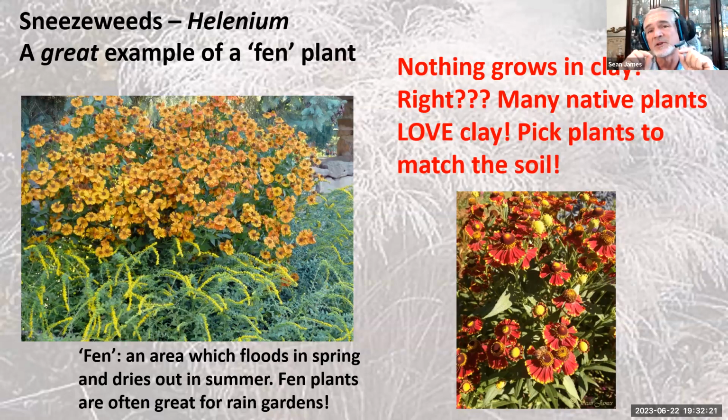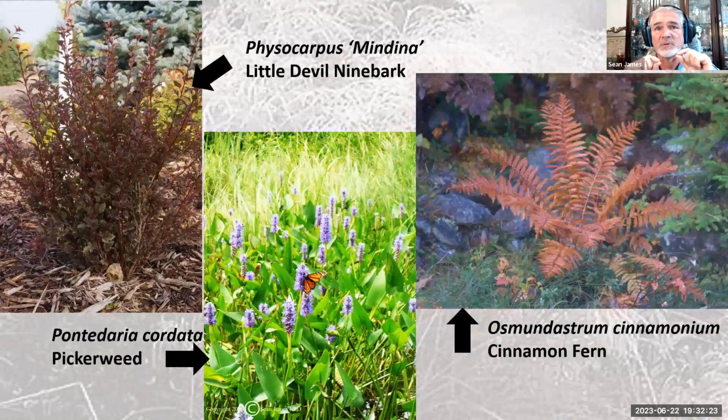A lot of the plants that we might choose for rain gardens do double duty. I don't know why, but we have the most beautiful plants in the world for wet areas and fens. So if you choose from that palette, you can have a great garden. It's gorgeous. That also feeds wildlife. Things like little devil ninebark. Perfect rain garden plant. That's another fen plant. A lot of the things that grow along riversides and ponds, riparian plants, are perfect rain garden candidates. Things like pickerel weed, monarch magnet.